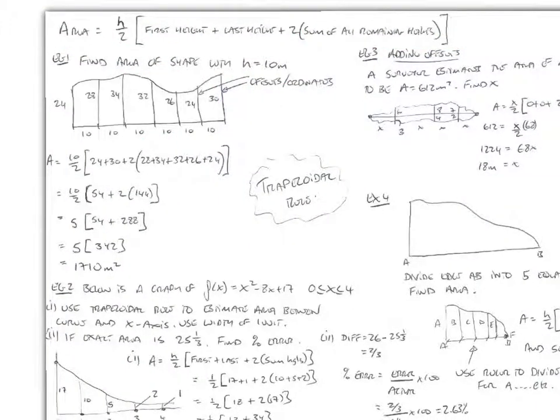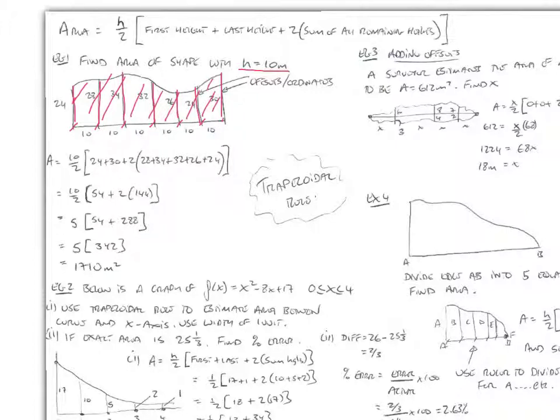So let's look at this example here. Find the area of the shape with height h equal to 10. So these widths of strips are all equal to 10. And we have the different heights: 24, 28, 34, 32, 26, 24 and 30. We're looking to find the area of everything under the curved line using the trapezoidal rule.